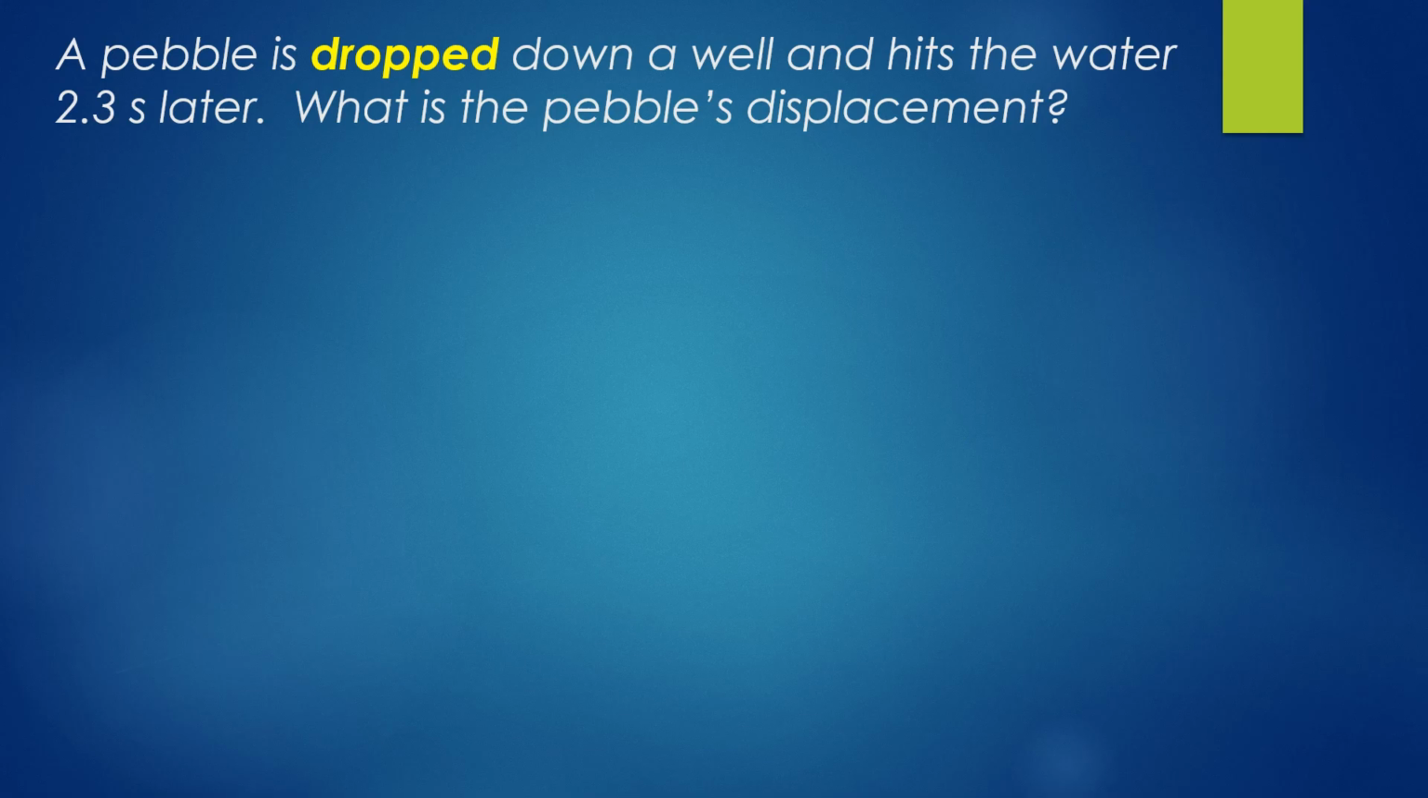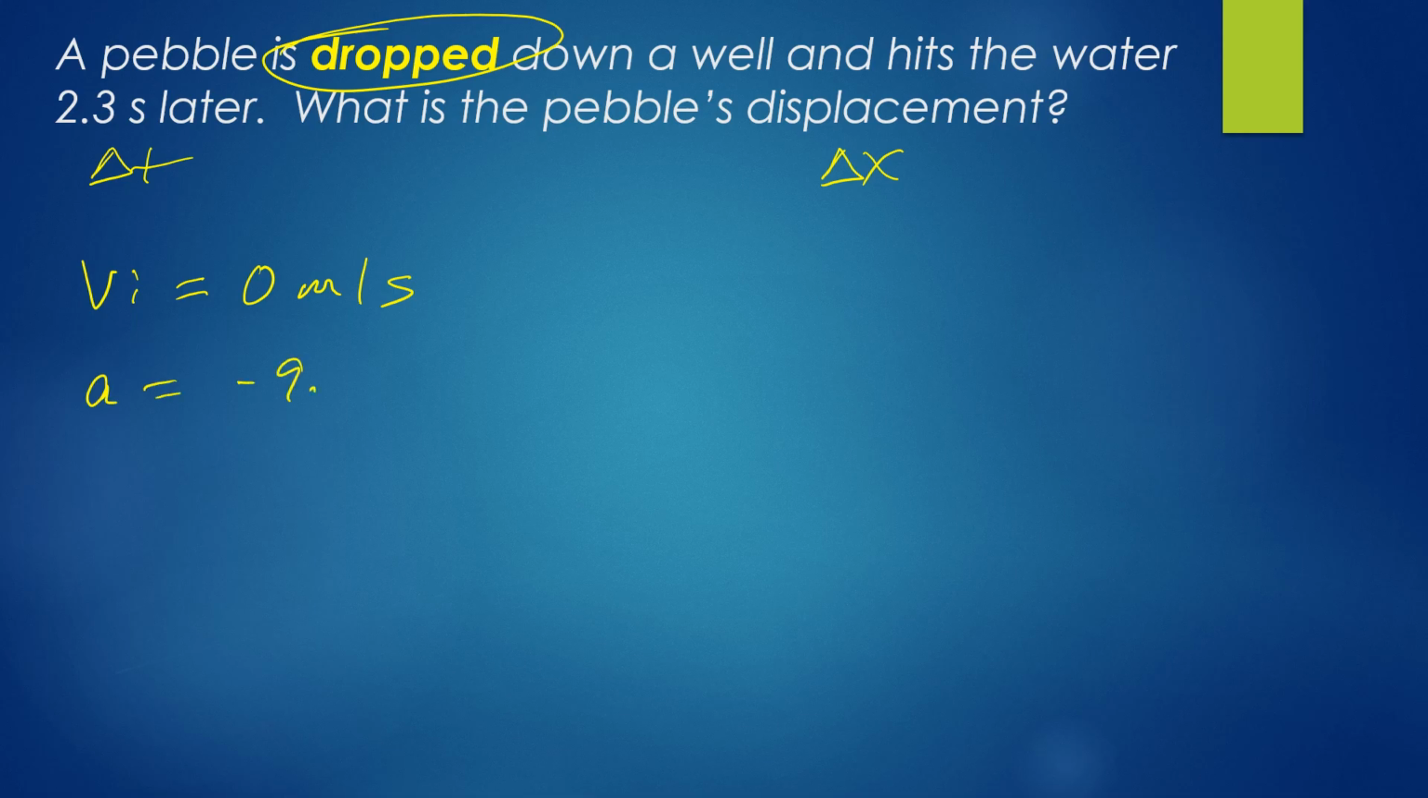A pebble is dropped down a well and hits the water 2.3 seconds later. What is the pebble's displacement? Okay, so that kind of tells you what you need. So I need to find delta x. Hits the water 2.3 seconds later, that's my delta t. It's dropped, so that means my Vi is 0 meters per second. Acceleration is due to gravity because it's being dropped, so negative 9.8 meters per second squared. So I have my delta t. I have to find my delta x.